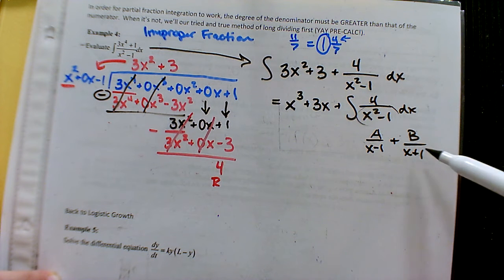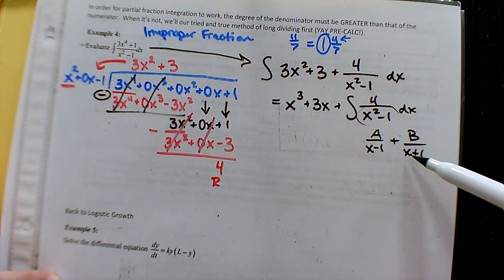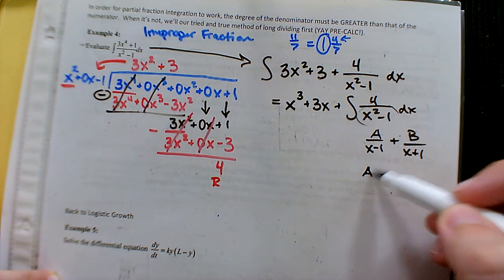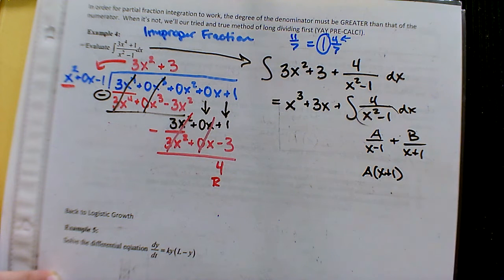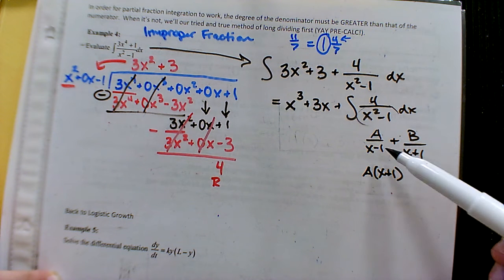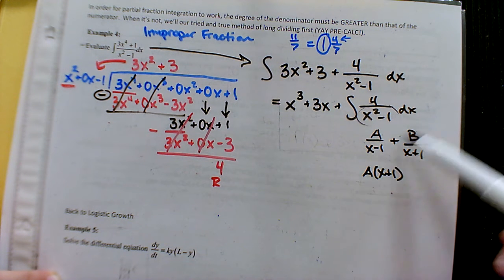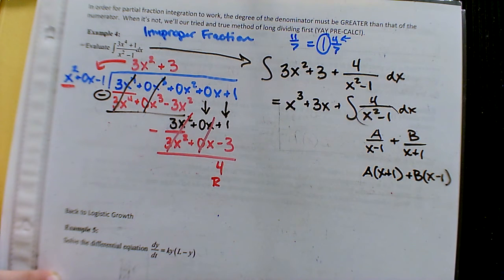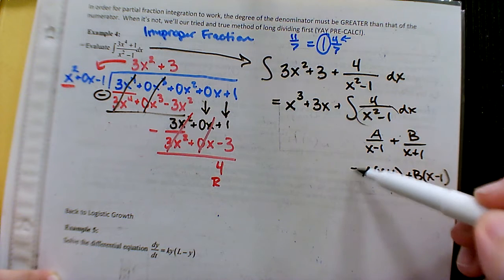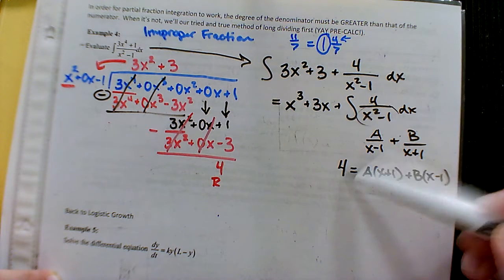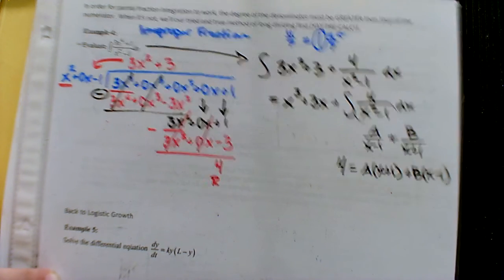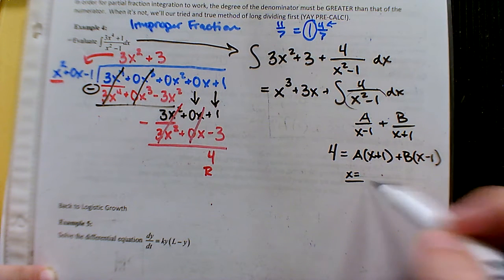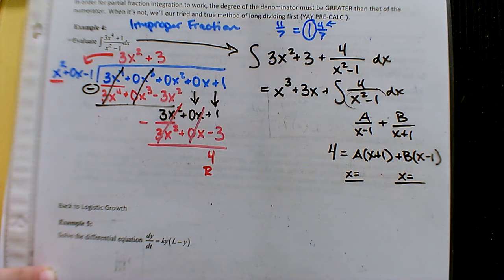And if we were to actually add these together, we would have to take the x plus 1 denominator times top and bottom. So we would end up with an a times x plus 1 eventually up top. Same deal, if we took x minus 1 times the second fraction, we would end up with a b times x minus 1. And we want this numerator to match the numerator from the integral, which in this case is 4. So can we pick some strategic x values to help us figure out a and b?